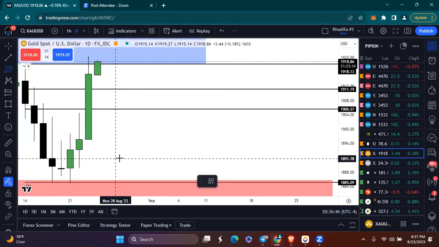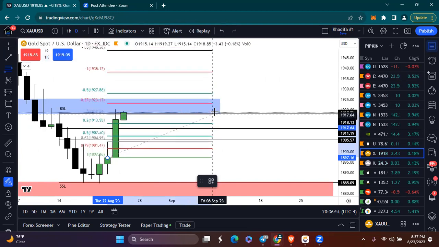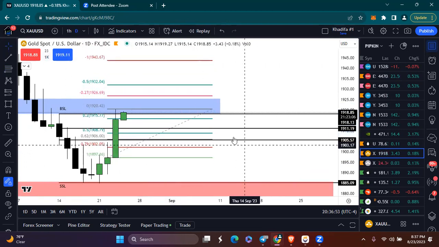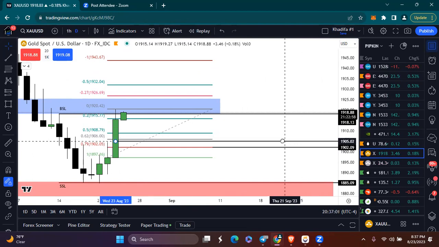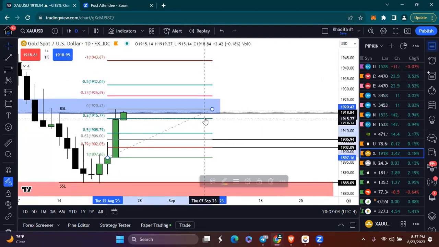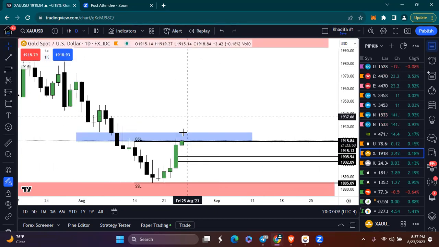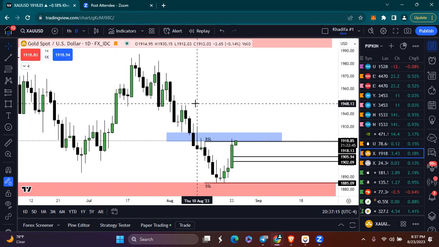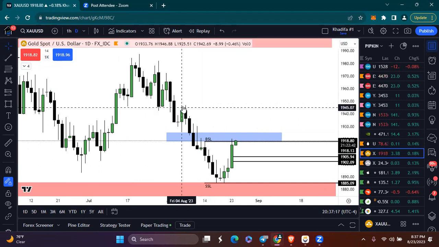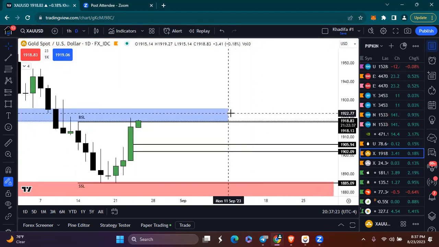I would like to see us pull back into today's PD array. If we break above the fair value gap and close above it, then I'll expect us to run this high, this buy side liquidity here at 19.6. Simple as that.